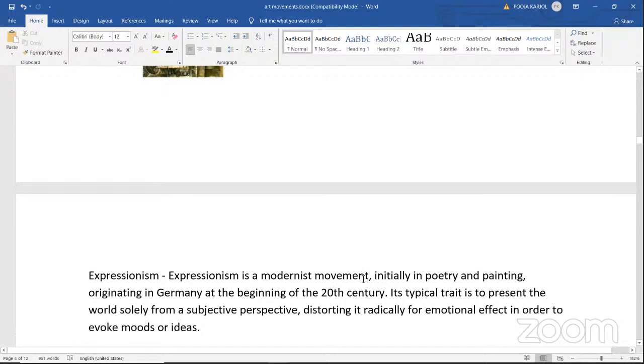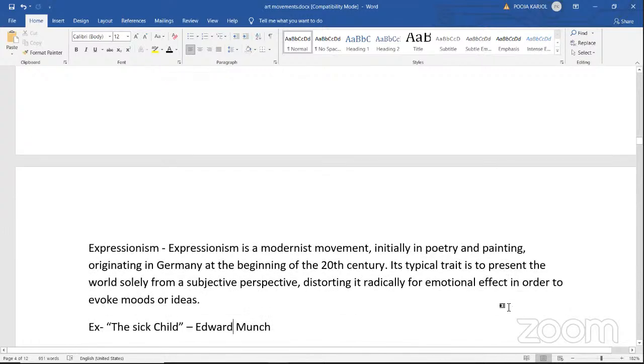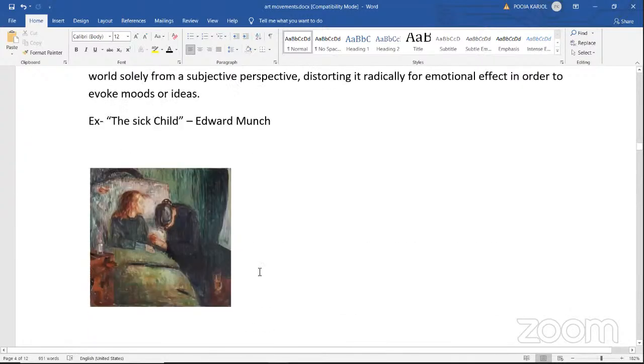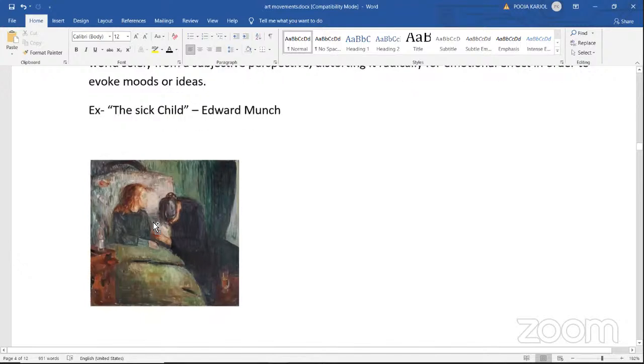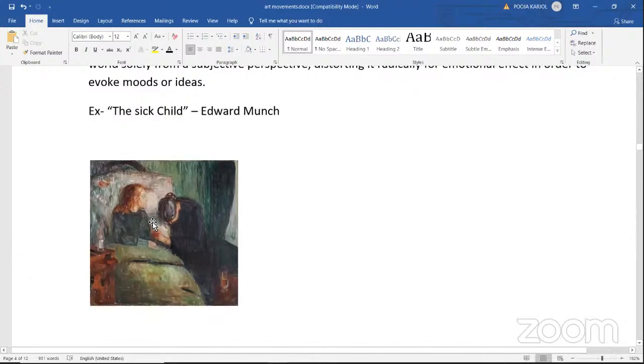Expressionism is a modernist movement initially in poetry and painting. Its typical trait, meaning how you will recognize it, is to represent the world solely from a subjective perspective, distorting it radically for emotional effect in order to evoke moods. If you see the painting, it's not very sharp. The features of it are not very sharp. Is the child male or female? His face is not very clear.